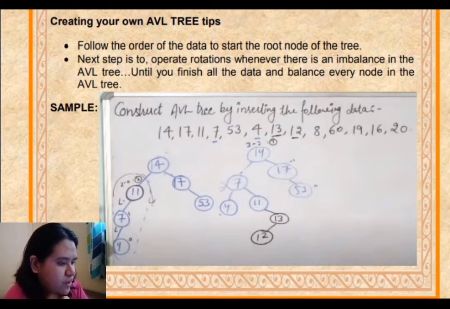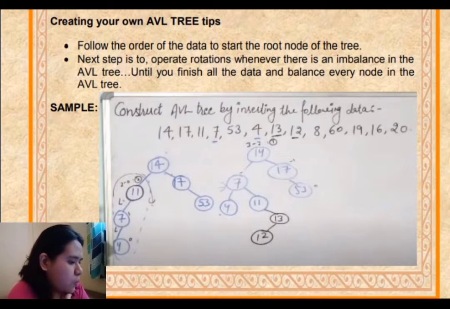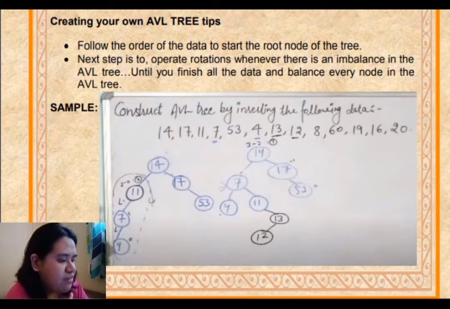On the next tree now we are adding 13 and 12. Same principle on how you would insert these. So we're going to insert them here and here. And the imbalance occurs on the right child's left subtree. So we are going to operate a right-left rotation.